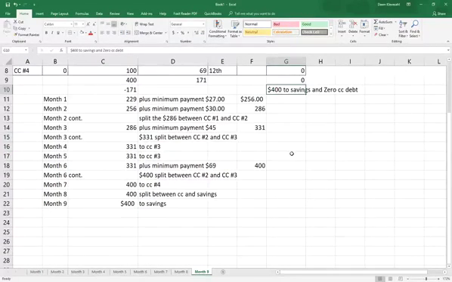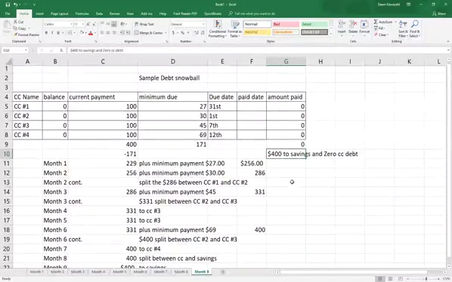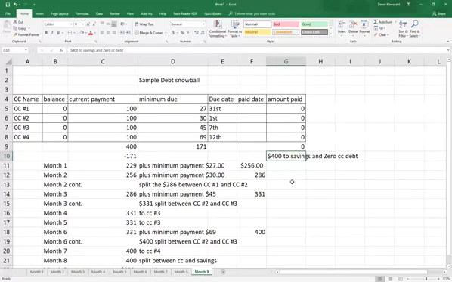So you can see that the debt snowball is really an amazing tool that you can use just to make that headway into your bills, into those credit card debts, so that you're not struggling and you're not overwhelmed. This gives you the control that you need over your finances.